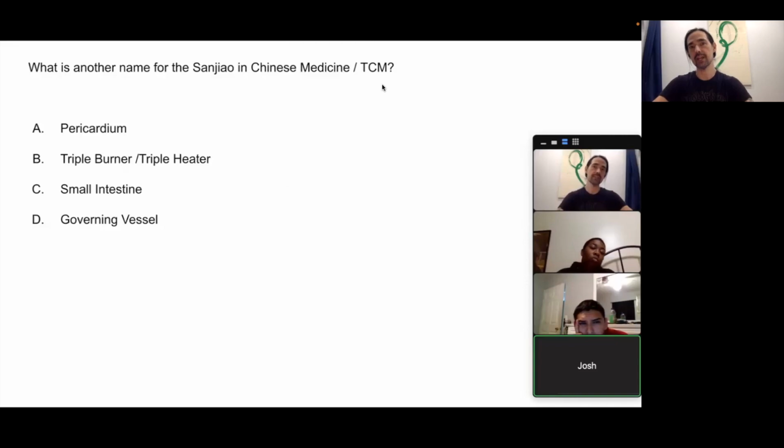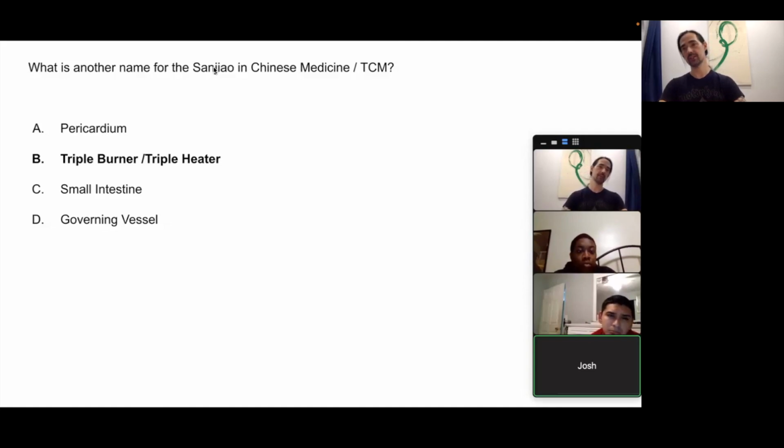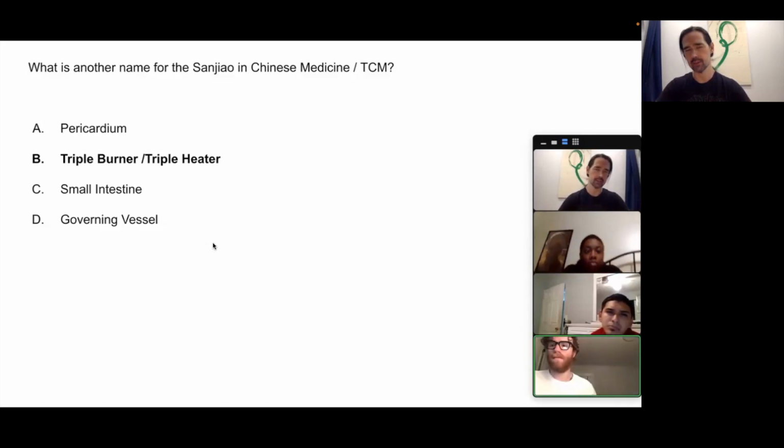Okay, what is another name for the Sanjiao in Chinese medicine, TCM? Again, this is foundational stuff that I want you to learn. Is the Sanjiao the pericardium? Is the Sanjiao the triple burner or triple heater? Is the Sanjiao the small intestine, or is the Sanjiao the governing vessel? The answer is the triple burner or the triple heater. San means 3 in Chinese. Yi, er, san, si, wu, liu. Anyway, I don't remember 6. But san means 3, and Sanjiao means triple burner or triple heater or triple warmer. So you'll see all those: triple burner, triple heater, triple warmer, Sanjiao.